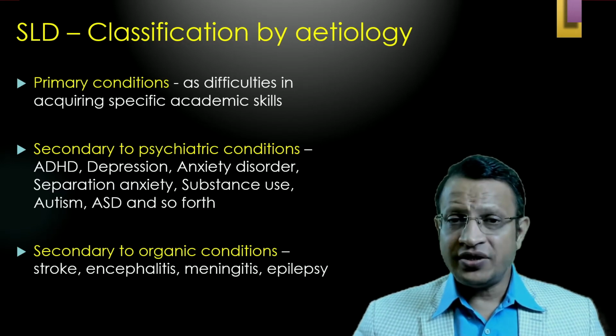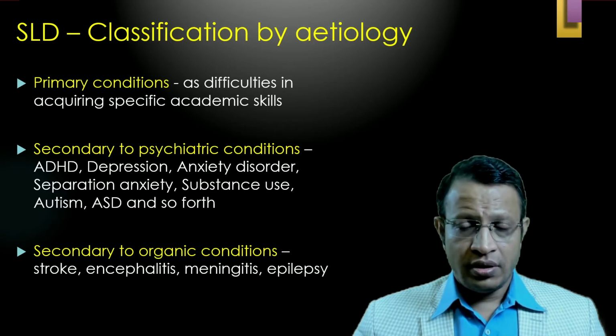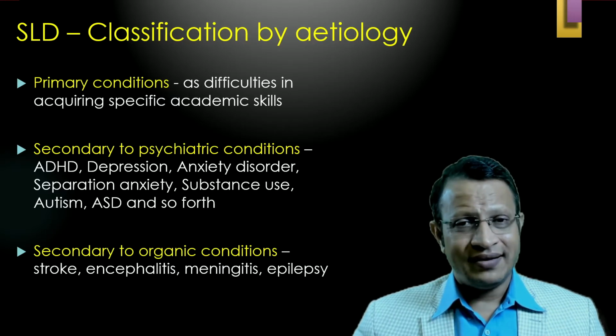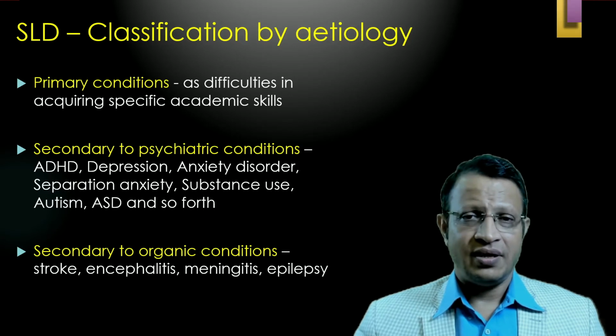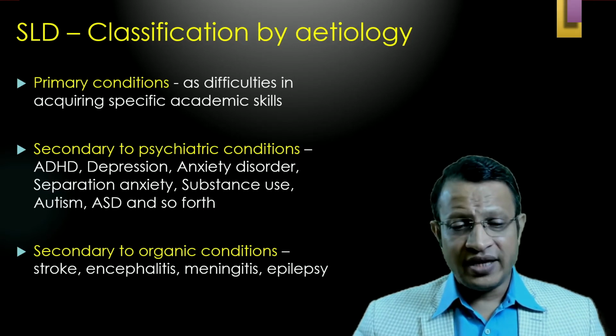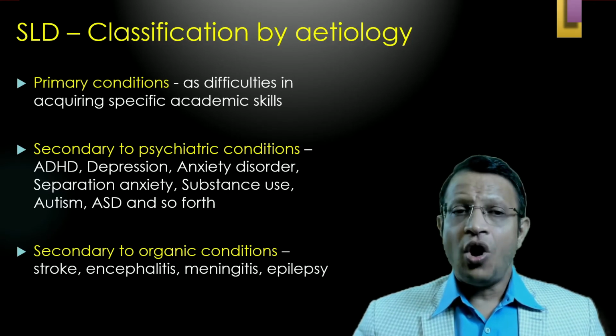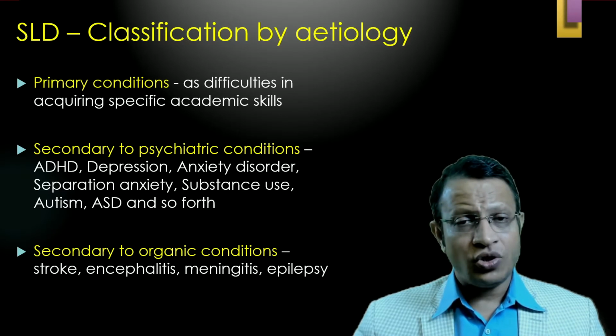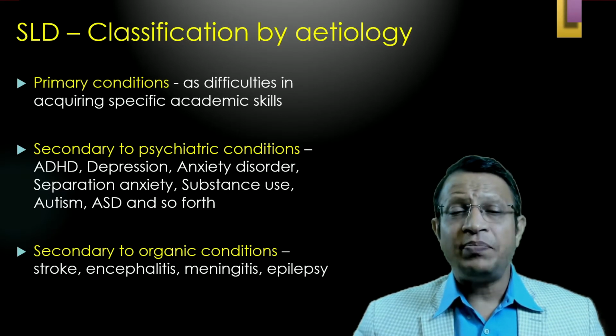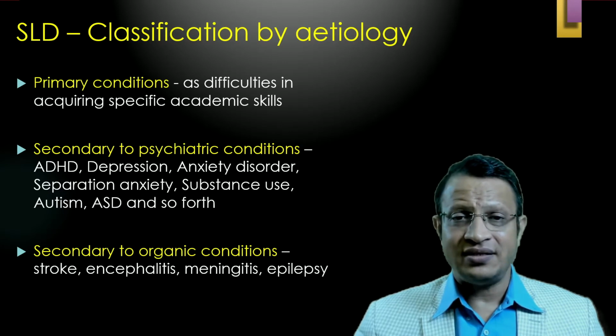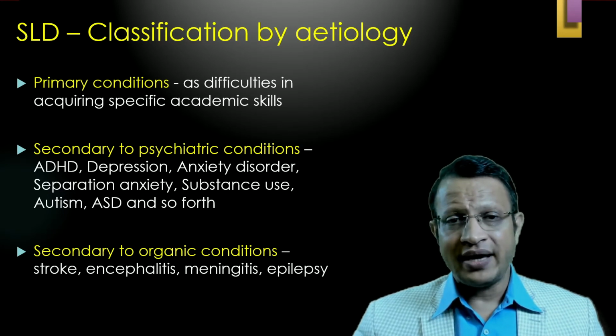If the child has depression, academic decline is known, but you cannot call it SLD. That is secondary to depression. Anxiety disorder, separation anxiety disorder, substance use, autism spectrum disorder, and so forth are secondary psychiatric conditions which can mimic SLD.